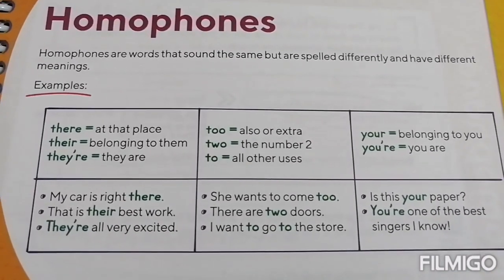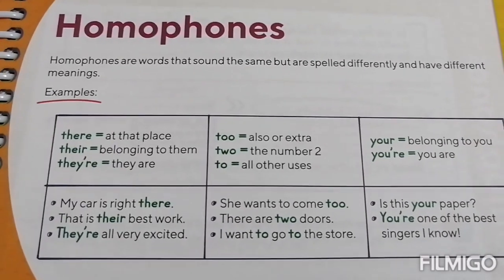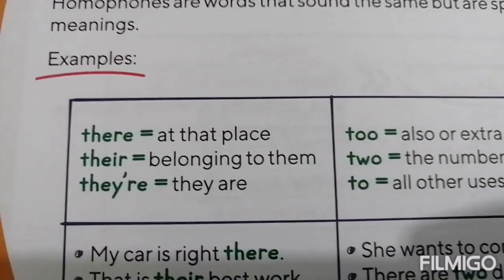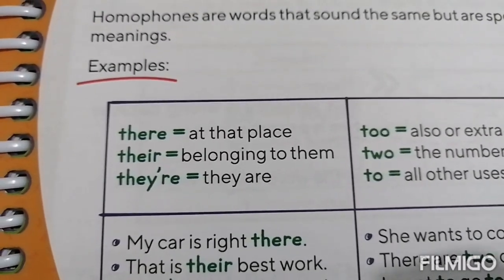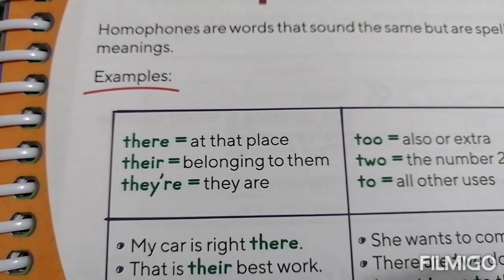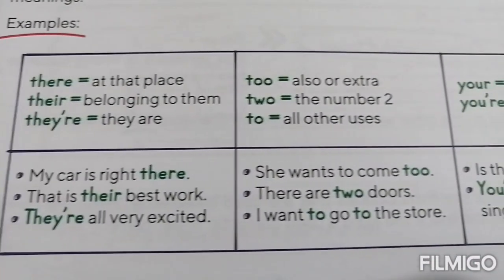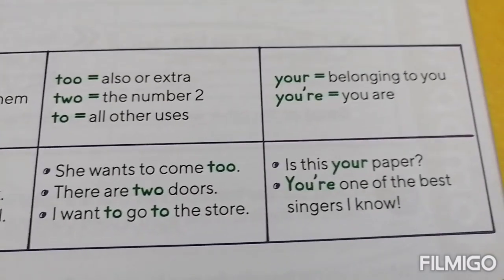Homophones are words that sound the same but are spelled differently and have different meanings. We have examples of homophones: there, at that place; their, belonging to them; and they're, they are. And like that, we can see many other homophones.